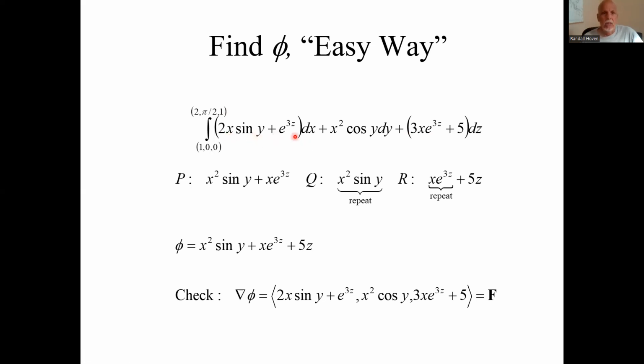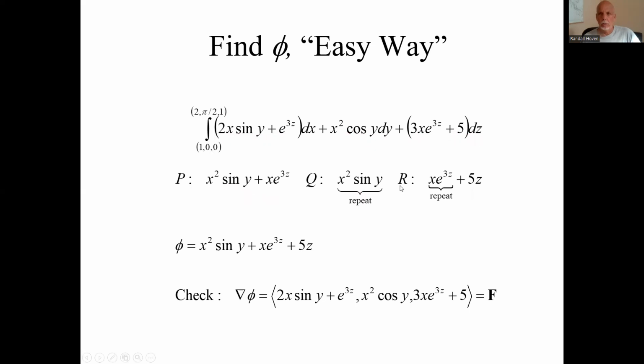Here is our P. It's what's in front of the dx. Here's our Q, and here's our R. Integrate the P with respect to x. I get an x squared sine y plus x e to the 3z. For the Q, I'm integrating this with respect to y. I'll get x squared sine y. And this, I'll integrate with respect to z. I'll get what? x e to the 3z plus 5z.